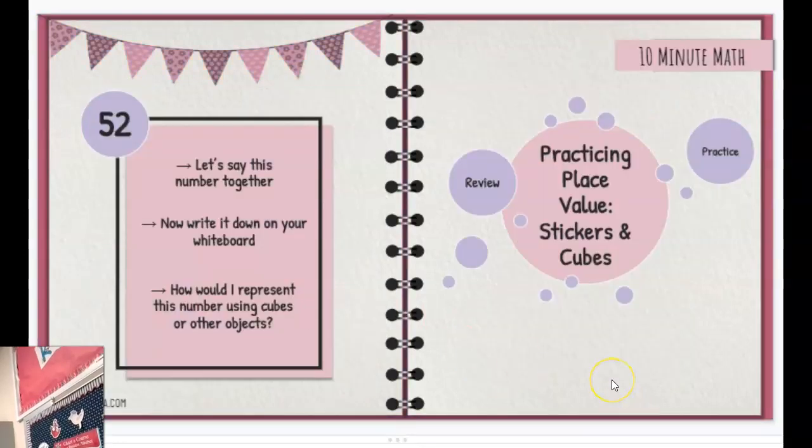For our 10-minute math, let's say this number together, 52. Now write it down on your whiteboard. How would I represent this number using cubes or other objects? So you can write it on your whiteboard. How many sticks and how many singles would you use to represent 52?